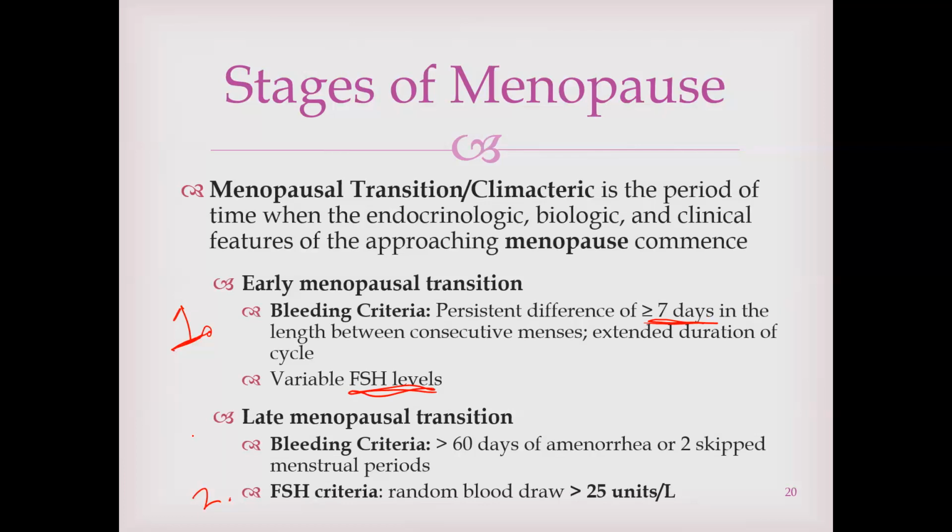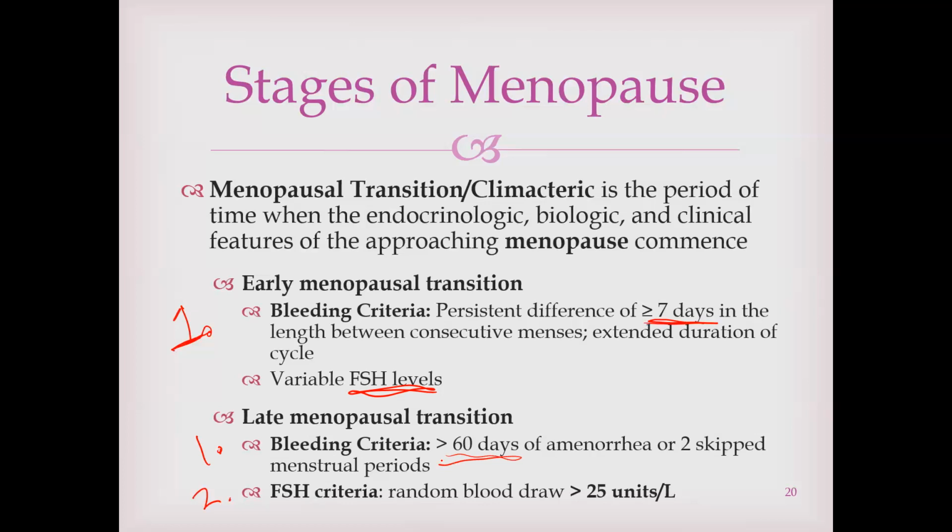Late menopausal transition, we have our primary criterion being the bleeding criteria. This would be when instead of just the 7 days, now we've gone to 60 days. So 60 days of amenorrhea means that she's extended the durations between her menses or her periods by at least 60 days. And that could also be exemplified by 2 missed periods in a row. Consecutive 60 days between periods would be defined as late menopausal transition.